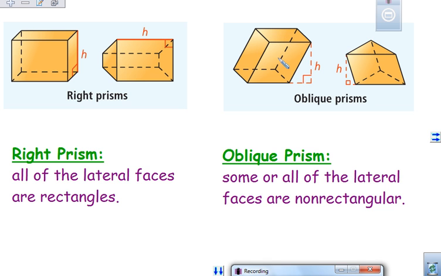And over here this would be a rectangular prism and a triangular prism, but just because they're oblique means that their surface areas and volumes are going to change just a little bit. So in a right prism, all the lateral faces are rectangles. In an oblique prism, some or all of the lateral faces are going to be non-rectangular. So see, we have some rhombuses in here, some parallelograms.